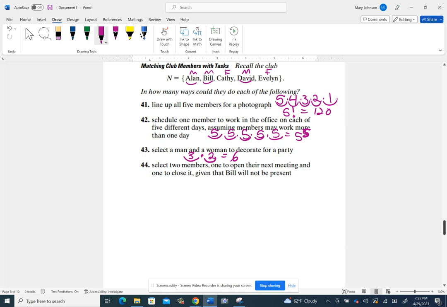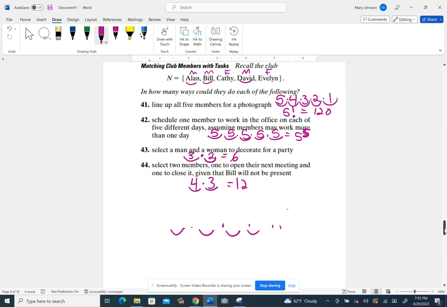All right, so on 44, we're going to select 2 members, 1 to open their next meeting and 1 to close it, and Bill will not be present. Okay, one member to open the next meeting and 1 to close it. Okay, so it sounds like 2 different people. Bill's not there, so there's really only 4 people to open it, and then I guess 3 to close it, so that would give us 12. All right, so fundamental counting principle: number of ways to do task 1 times number of ways to do task 2 times number of ways to do task 3, and so on.